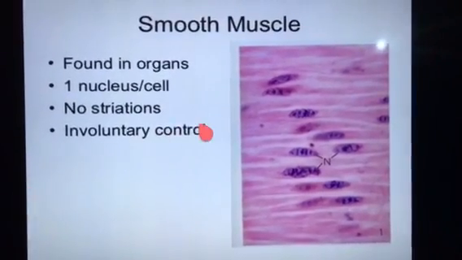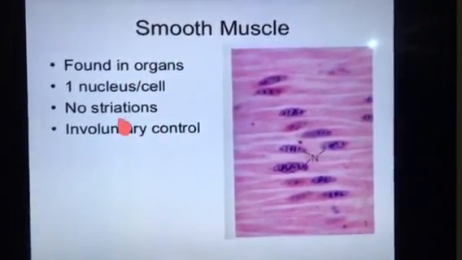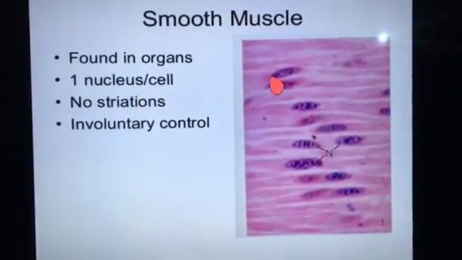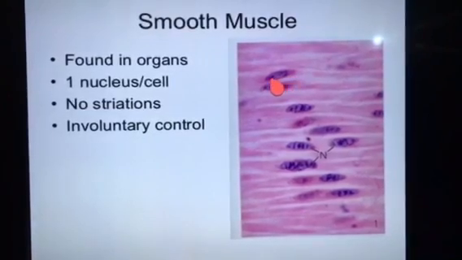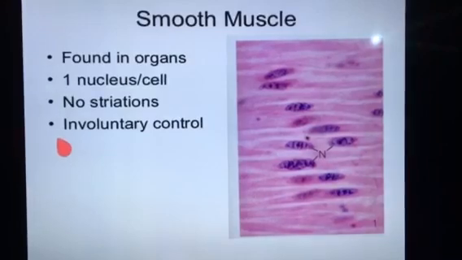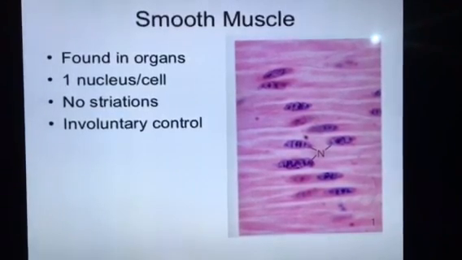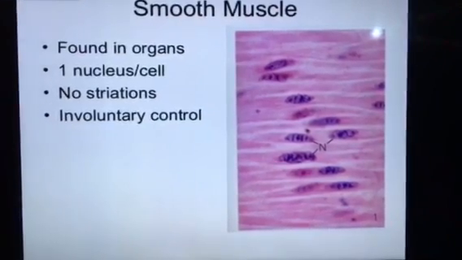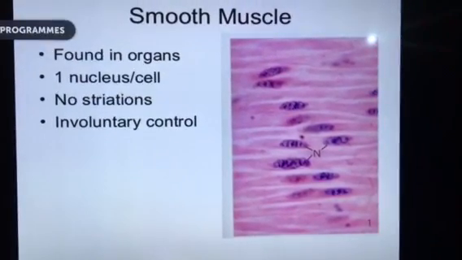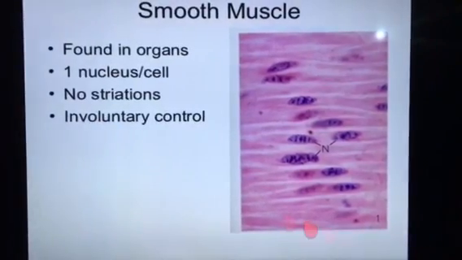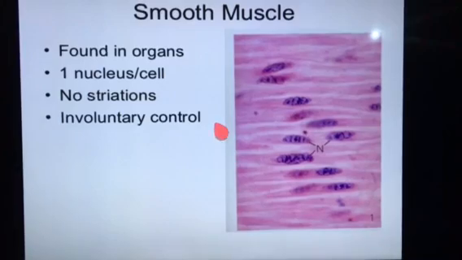Then the second part is smooth muscle. It is found in organs, with one nucleus per cell. Here in this slide you will see one nucleus per cell, no striations, and involuntary control. For example, you will see it in the alimentary canal and in the contraction or relaxation of blood vessels. Over there you will see the smooth muscles.